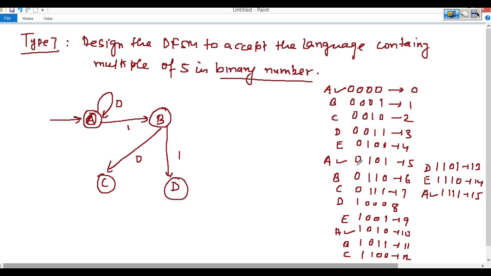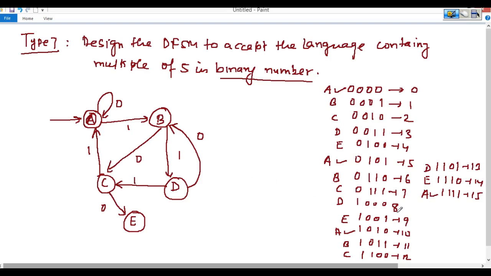Again 0 1 0 0: on 0 1 0 and 0, it goes to E. Again 0 1 0 1: from the starter state, on 0 1 0 and 1, this goes to A. Again 0 1 1 0: on 0 1 1 and 0, it goes to B. Similarly 0 1 1 1: on 0 1 1 and 1, it goes to C.